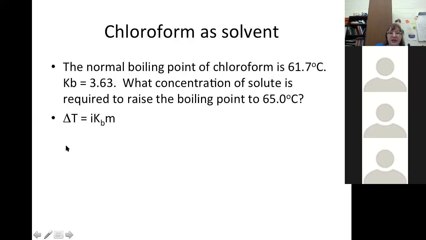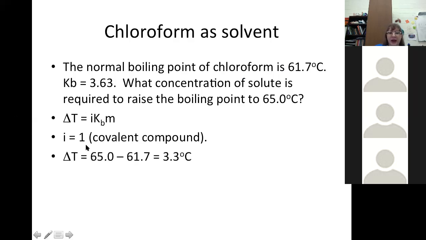We have our formula here. Chloroform is entirely a covalent compound, so i, our van 't Hoff factor, is going to be 1. It doesn't break into ions. And then our change in temperature is going to be 65 minus 61.7, or 3.3 degrees Celsius. So what we'll need to do, and I need to move this so I can see again.